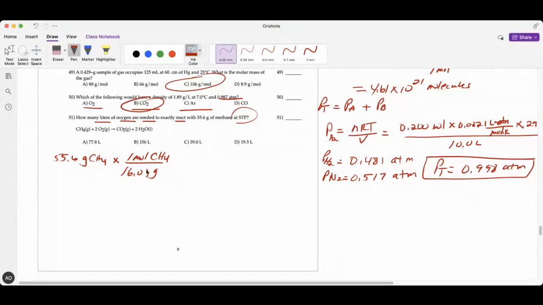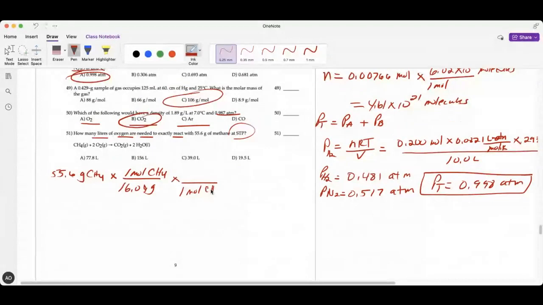So we need to know the number of moles of oxygen. So we'll use our mole ratios. So 1 mole of methane reacts with 2 moles of oxygen. So we have 55.6 divided by 16.04 times 2, and that is 6.93 moles of oxygen. So now we'll just solve for volume, the ideal gas law.